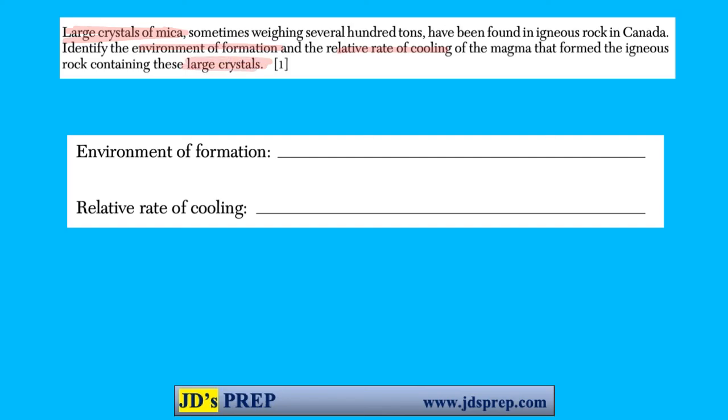If we have large crystals like that, that means that the environment of formation would be that magma is cooling underground. We'd call that intrusive. And the relative rate of cooling is very slowly.